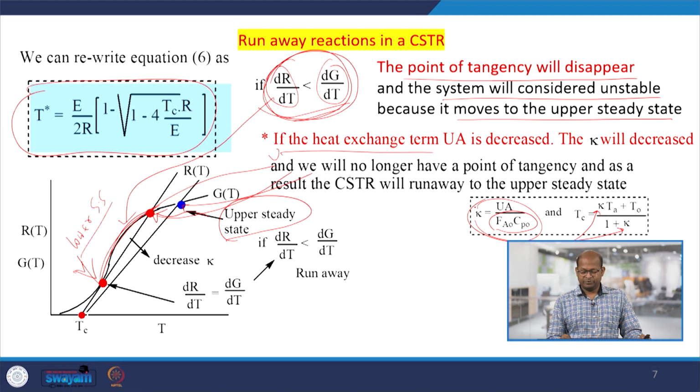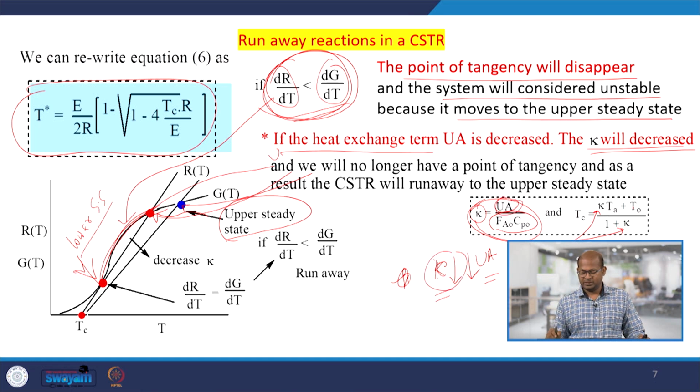So, how can we decrease kappa? Kappa will decrease if UA decreases. UA is the overall heat transfer coefficient times the heat transfer area; this is the product. So if this product decreases, then kappa will decrease.